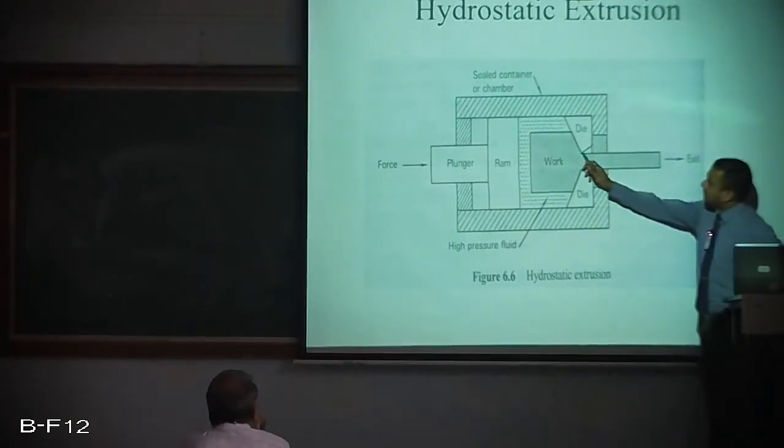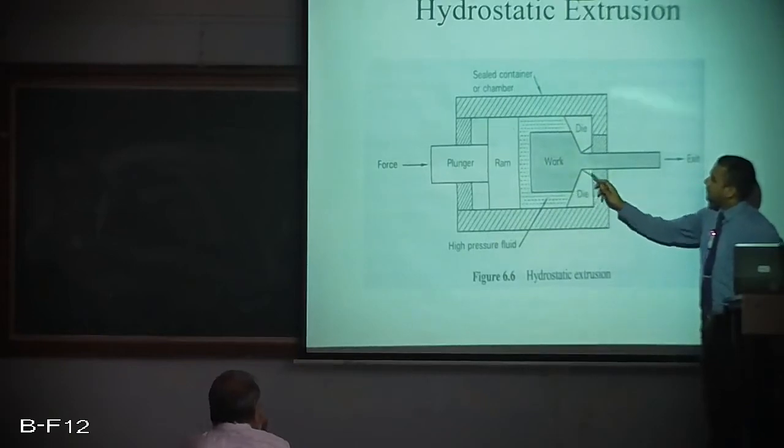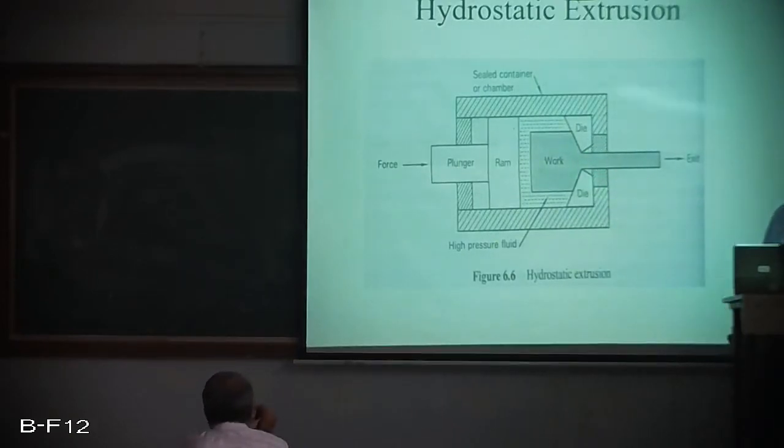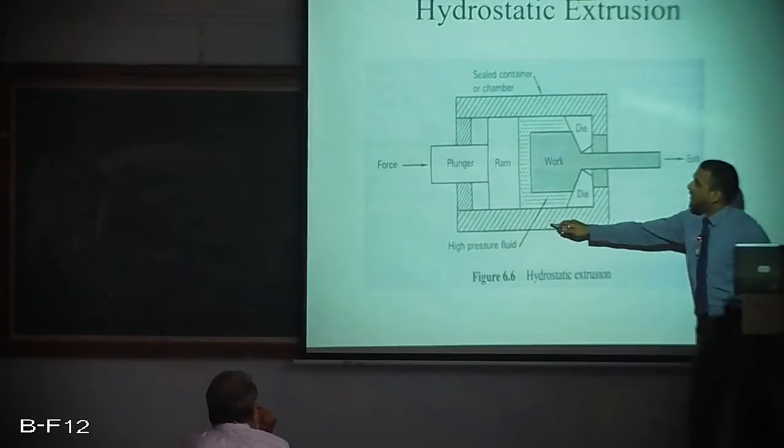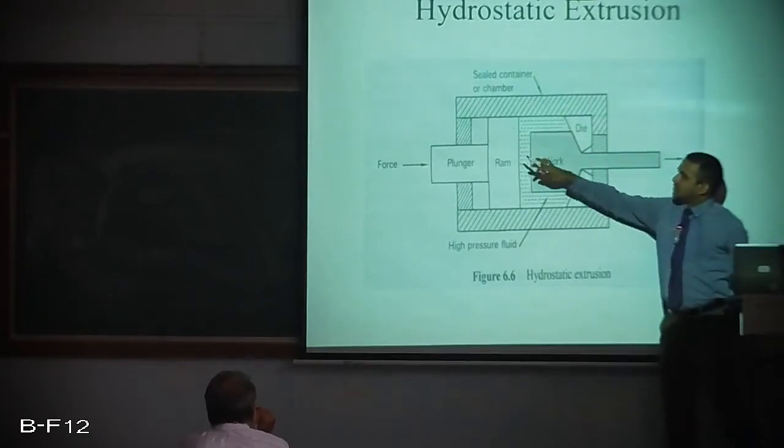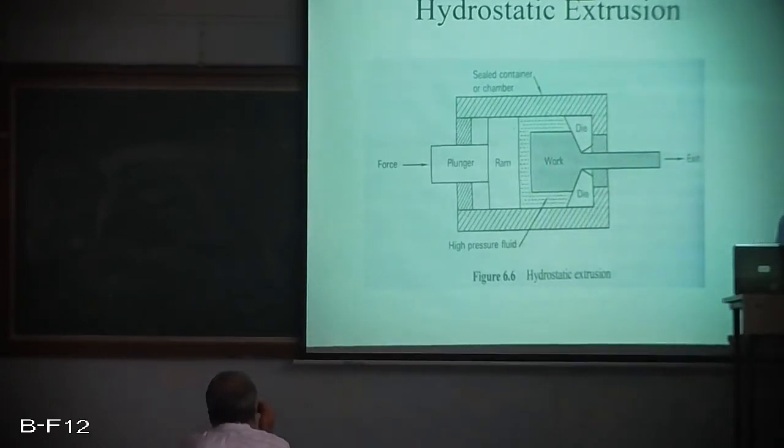Okay, so this is your die opening. You can see this is the die. This is the die holder, and this is the sealed container or the chamber in which the entire setup is held. So a pressurized liquid medium is used to deform the metal rather than direct application of load.